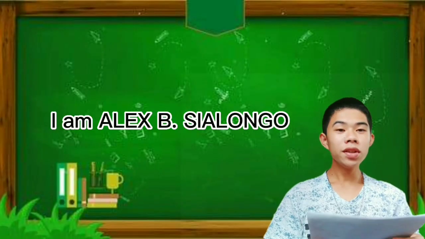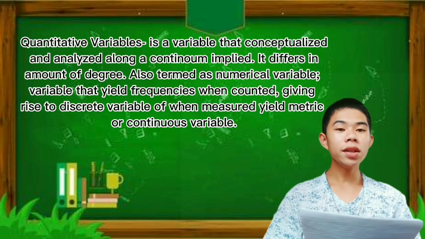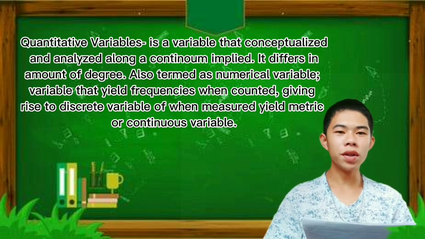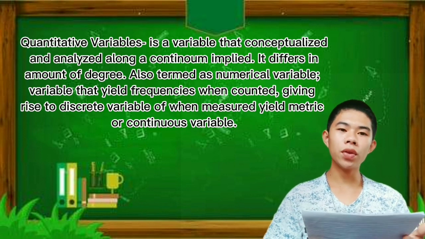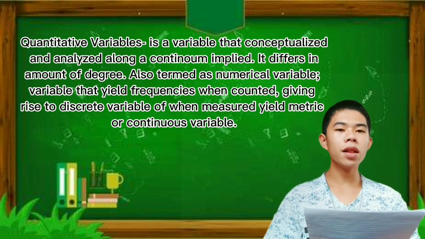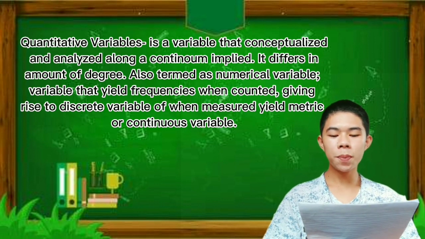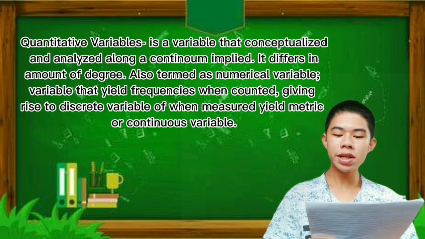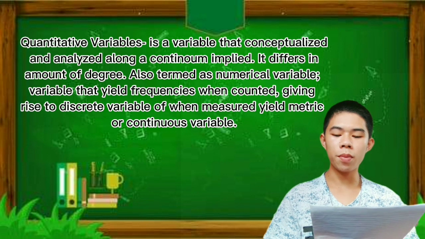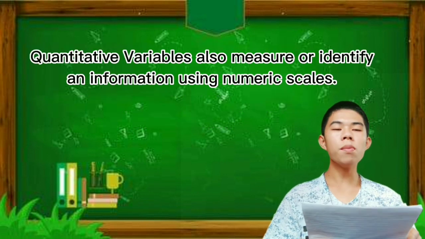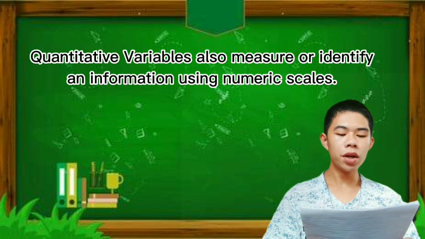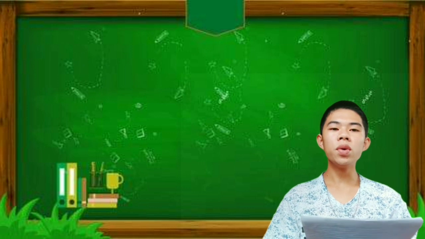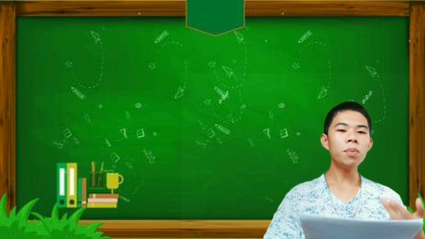So now, we will discuss quantitative variables. A quantitative variable is a variable that is conceptualized and analyzed along a continuum. It differs in amount or degree, also termed as a numerical variable. Variables that yield frequencies when counted give rise to discrete variables, and when measured yield metric or continuous variables. Quantitative variables also measure or identify information using numeric scales. Meaning to say, we are always using a number or it will involve a number.